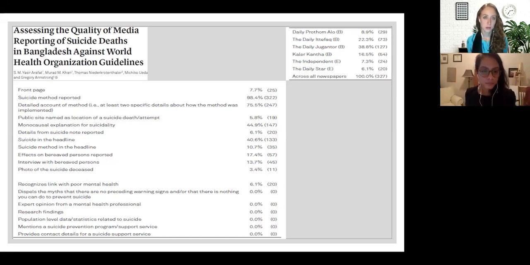And if we see the harmful characteristics, the identifying information of the person who died by suicide is also very high. The suicide method was reported in almost 99% of the reports, and detail of the method was mentioned in more than 75% of the reports. Here again the monocausal explanation was about 45%.